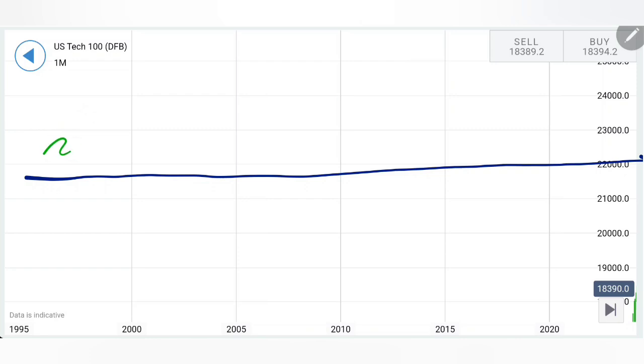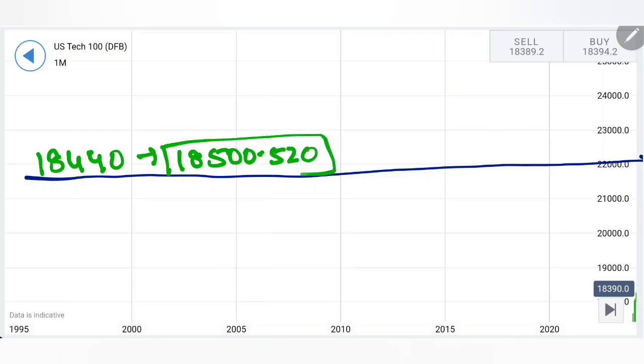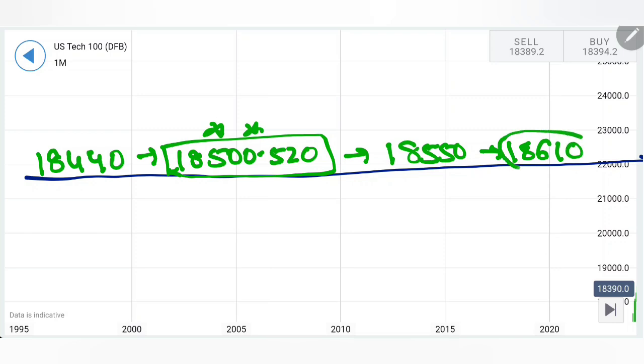Considering this, first let's talk about the levels to buy. You can buy here at 18,440 levels, but then 18,500, 18,520 is the first resistance zone, very strong resistance exists here. Be careful at around these levels. Then beyond this, 18,550 and then 18,610. These are going to be critical levels for Tech 100 to break past. Till 18,600 it has got enormous resistance on the upside.